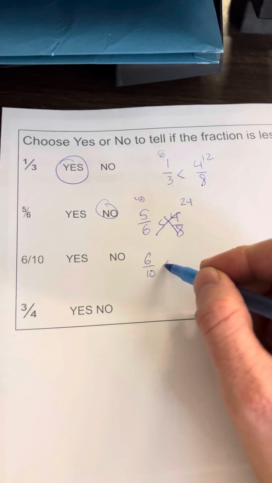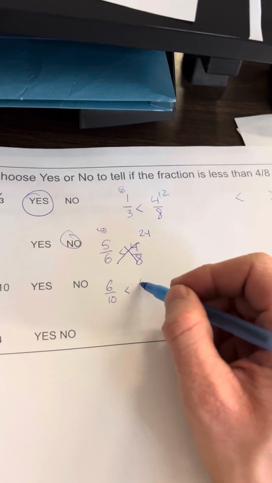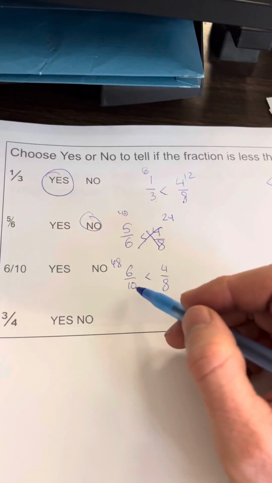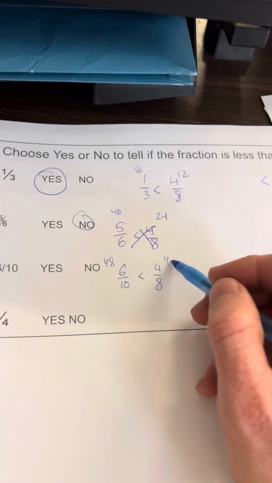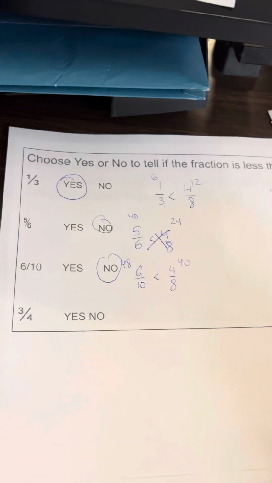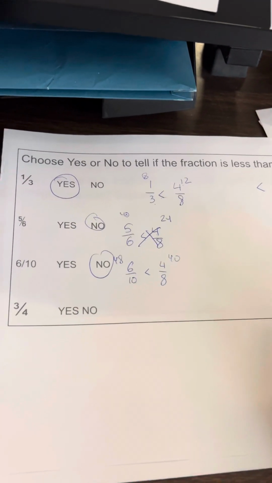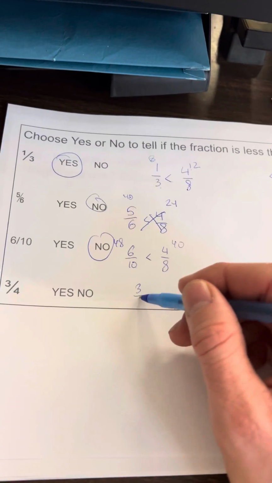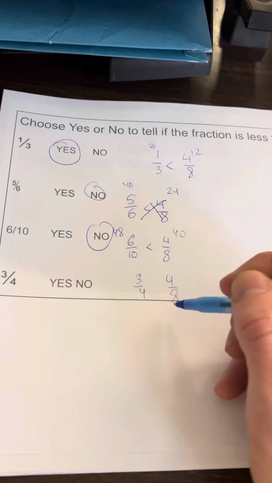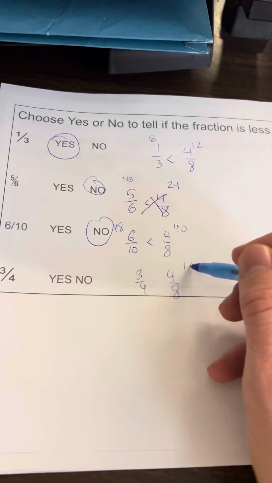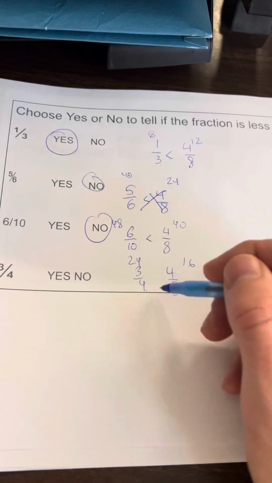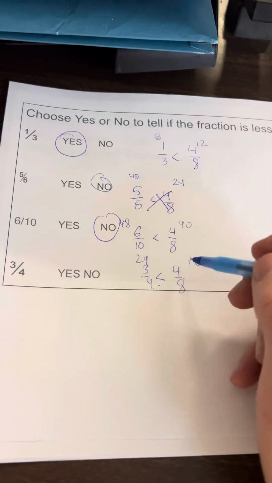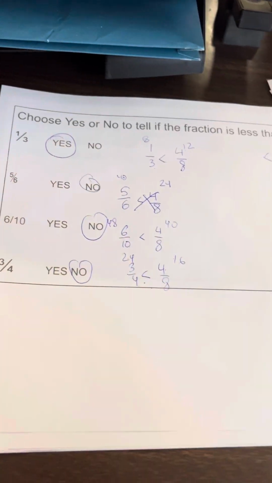6/10 is less than 4/8. 8 times 6 is 48. 10 times 4 is 40. That's not true. 3/4 and 4/8. 4 times 4 is 16. 8 times 3 is 24. 3/4 is not less than 4/8. No.